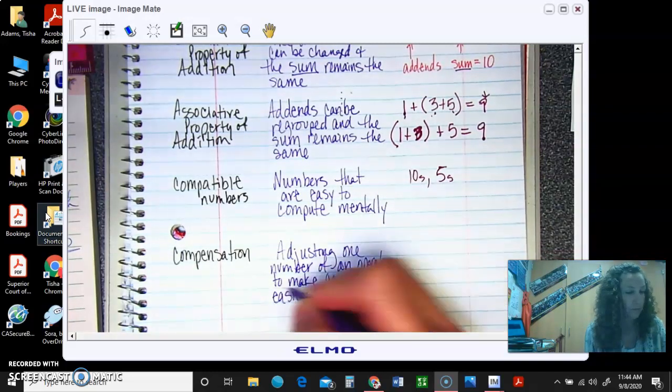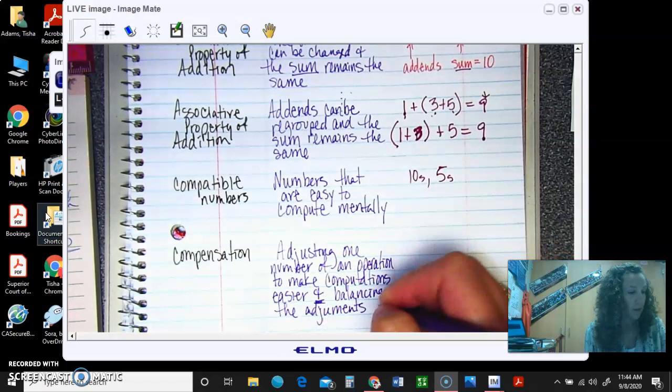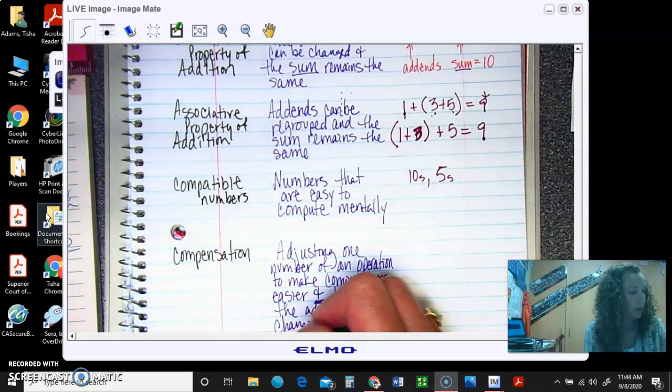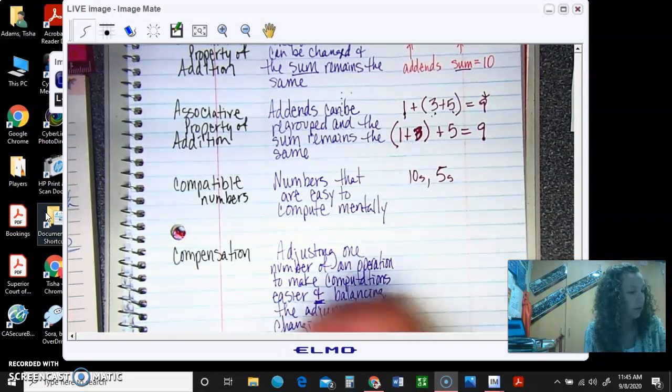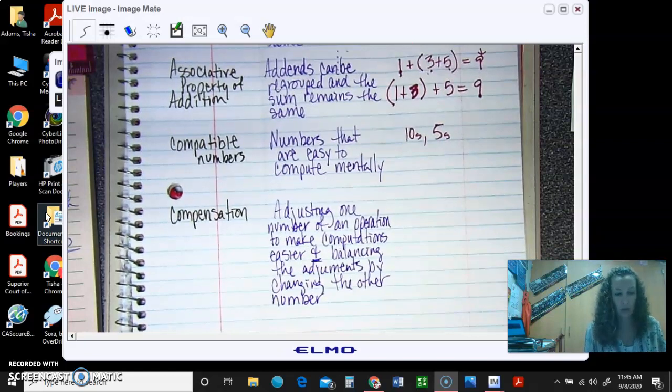balancing the adjustments by changing the other number. Whew, a lot of words for a really very simple thing to do. Okay, so here's the clarification. Here's to help the understanding.